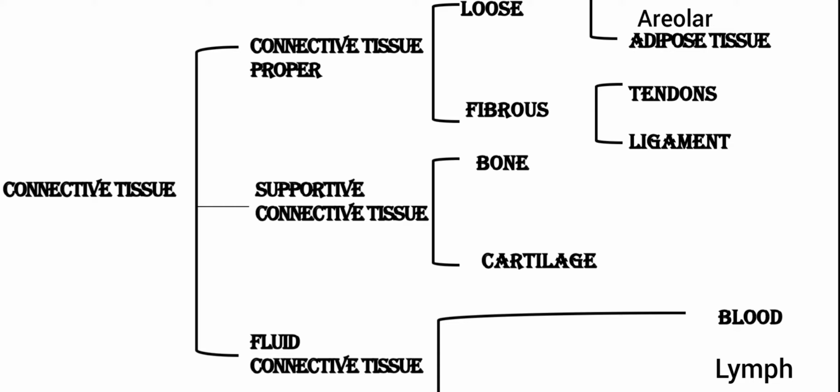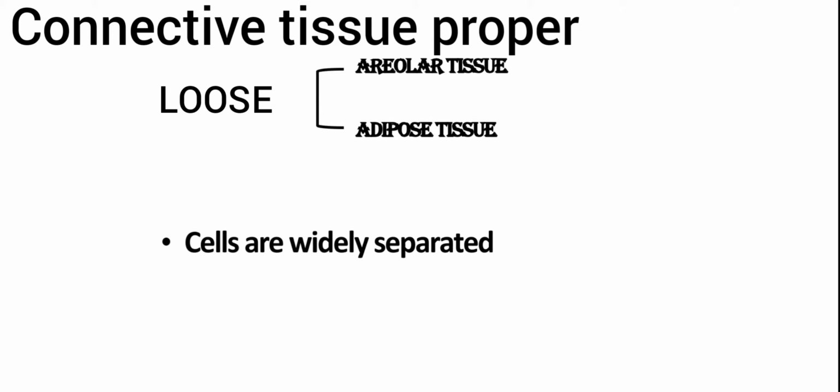So the first tissue that we're going to start with is loose connective tissue, and in that, we'll be learning about areolar and adipose tissue. Areolar tissue is part of loose connective tissue, and in the loose connective tissue, the cells are widely separated from each other.